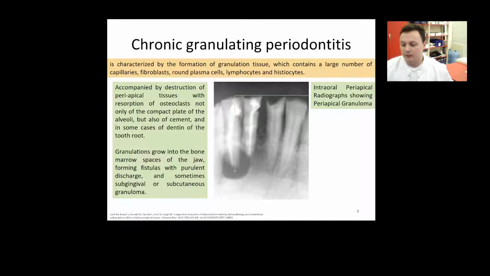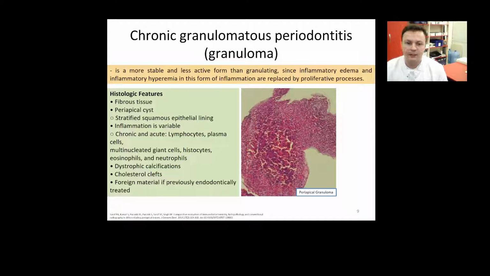in the form of a soft growth. Chronic granulomatous periodontitis, or granuloma, is a more stable and less active form than granulating periodontitis. Signs of inflammatory edema and inflammatory hyperemia in the form of infiltration are replaced by proliferative processes. With granuloma, as well as with chronic granulating periodontitis, there is a partial replacement of periodontal tissue with granulation tissue. However, in case of granuloma, the area of granulation tissue is separated from the surrounding bone by a peripheral fibrous capsule. The fibers directly pass into the periodontal tissue.